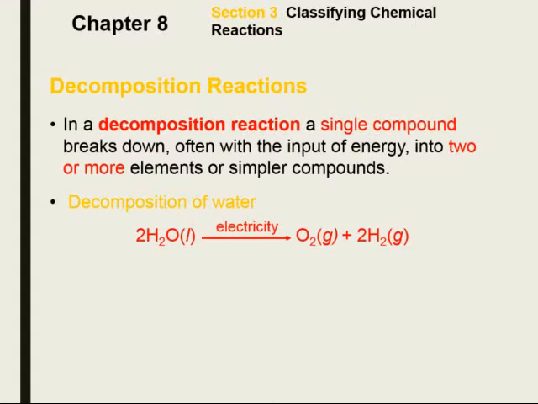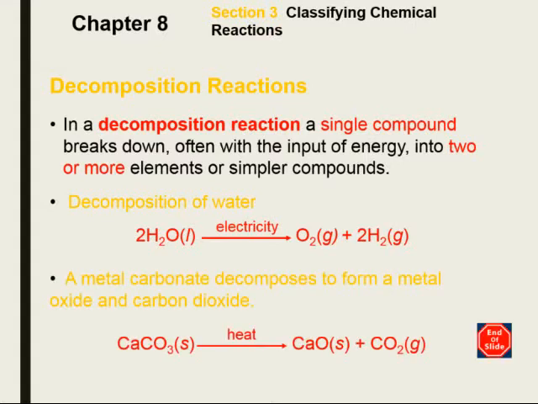This is a decomposition reaction. We can have a metal carbonate decomposed to form a metal oxide and a carbon dioxide. This time not using electrolysis and electricity, but just using heat, which often accompanies decomposition reactions. But notice you have a more complex species being broken into two simpler species.